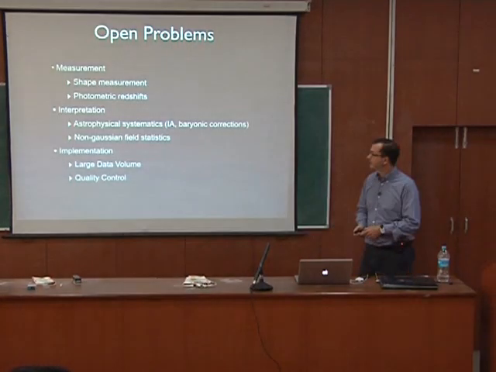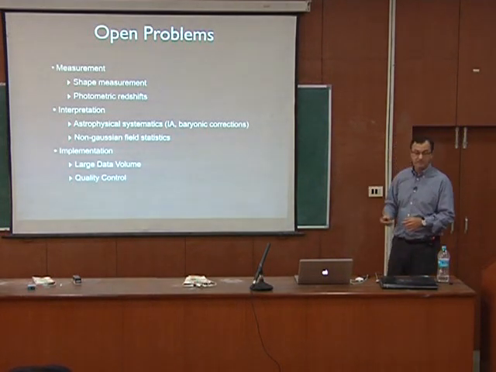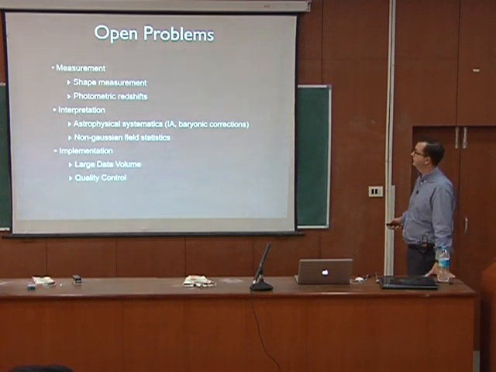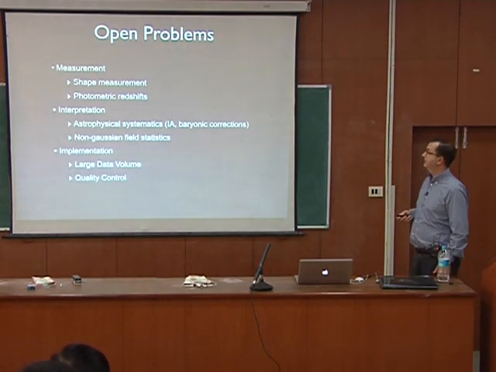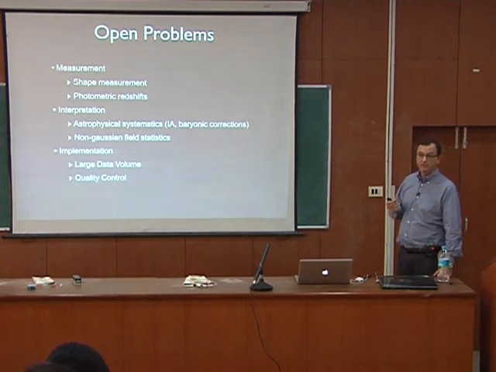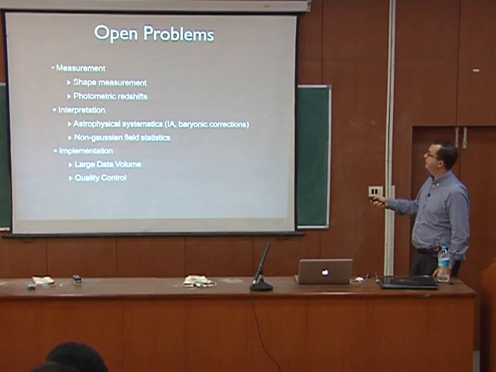Now, in order to do this, there are still a lot of open problems. So for young people, there are a lot of things to be done. I wanted to list them so that it may give you some ideas for projects or future directions. First, on the measurement side, that's more on data analysis. If you like data analysis, there are some very interesting problems and a lot of advanced statistics, a lot of innovation that can be done, both on shape measurement and photometric redshifts.